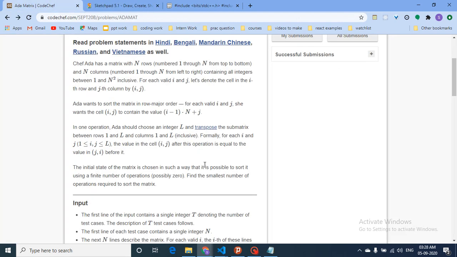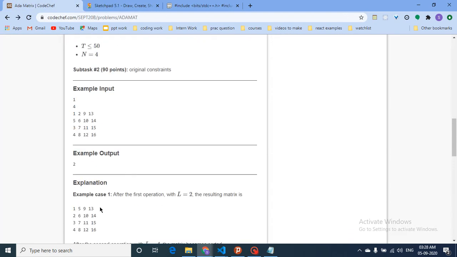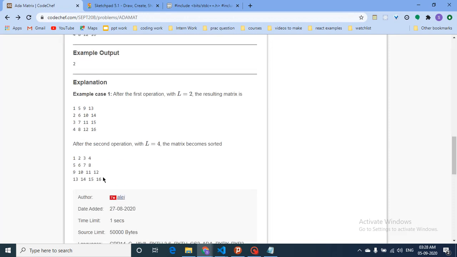Now the initial state of the matrix is chosen in such a way that it is always possible to sort it using some finite number of operations. This is the most important line of this question, because the initial matrix is such that you can always sort it into this final state. So now you are given some matrix and you have to find out how many steps are required to reach the following answer.